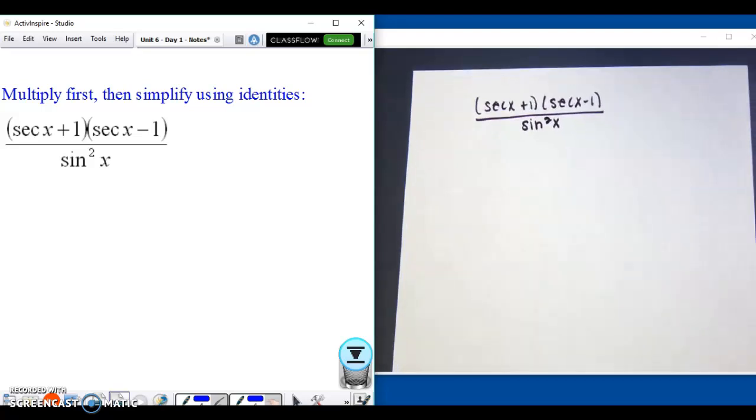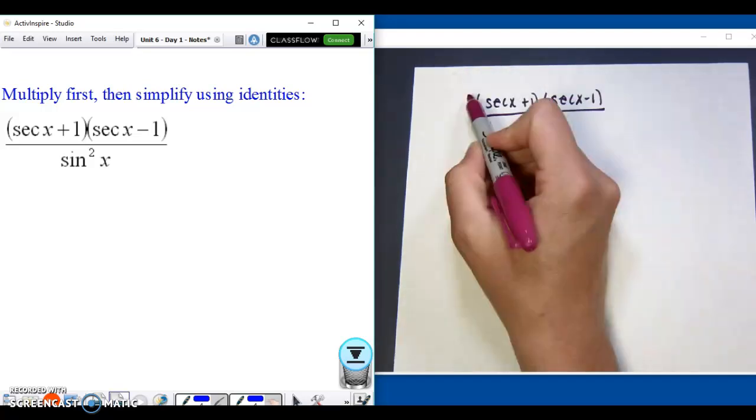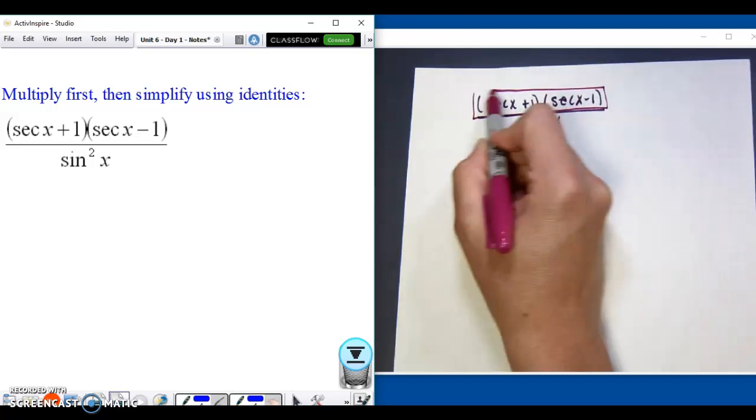It does give us a clue here. It says to multiply first and then simplify using identities. So we do want to do that. If you ever see anything that you can multiply out, you would want to do that first. So I'm going to multiply out this top part first.